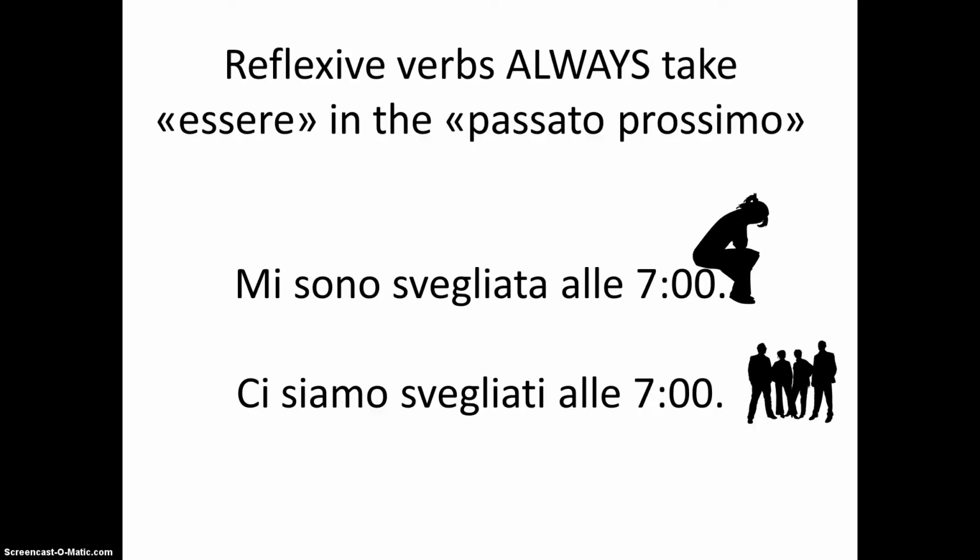Now that we have reviewed the passato prossimo and reflexive verbs independently, we are ready to learn how to use them together. With reflexive verbs, you always use the auxiliary verb essere rather than the auxiliary avere. You probably remember from a previous lesson that the past participle in the passato prossimo with essere has to agree with the subject in gender and number, and the same is true when it is used with reflexive verbs.